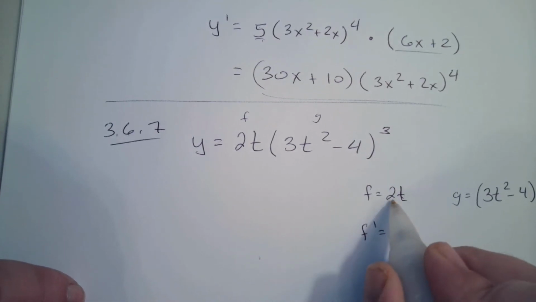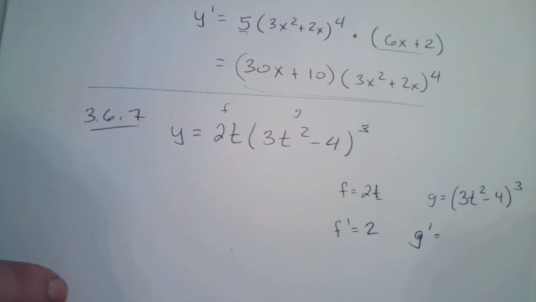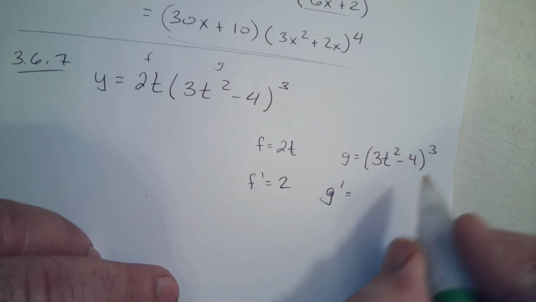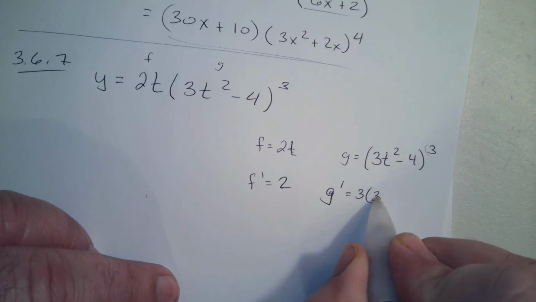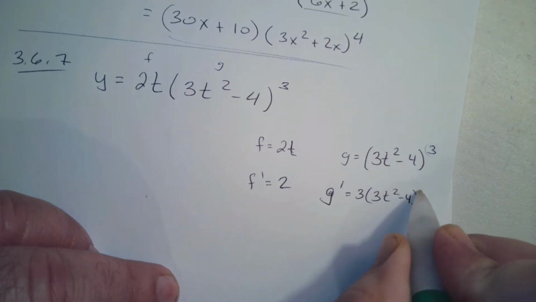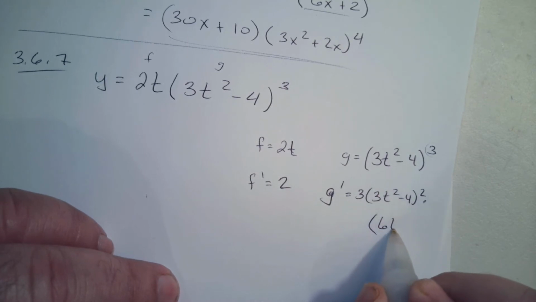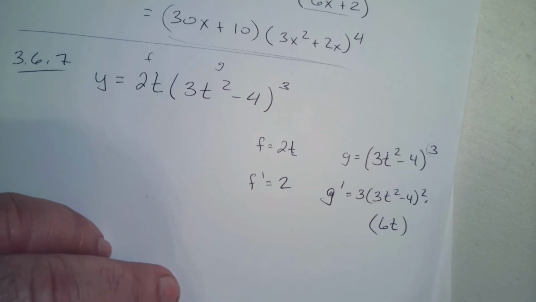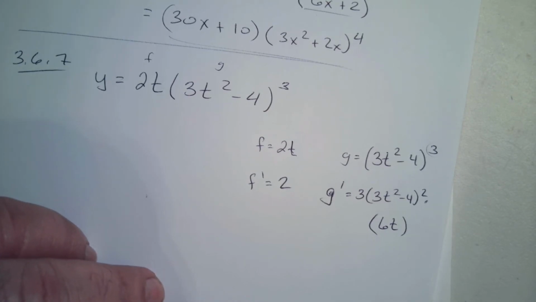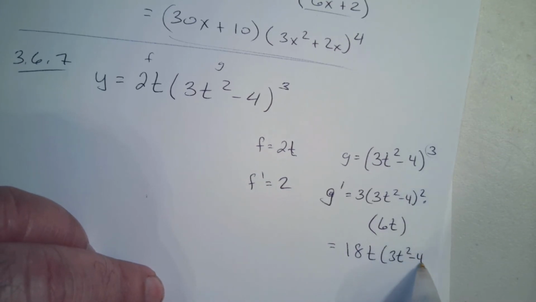Derivative of 2t is 2. Now, this one, you have to be very careful. Derivative of the outside times the derivative of the inside. 6t, so that makes it 18t, (3t squared minus 4) squared.